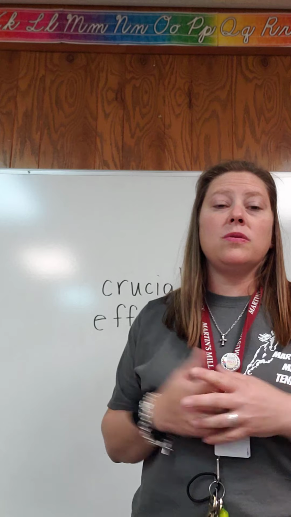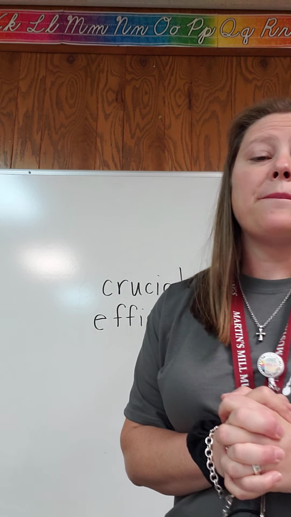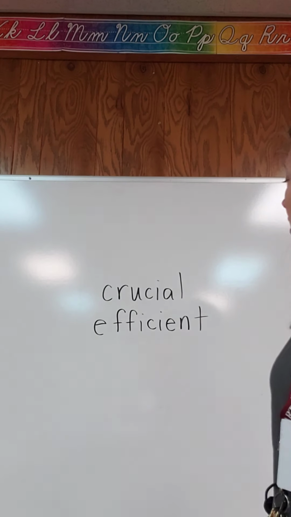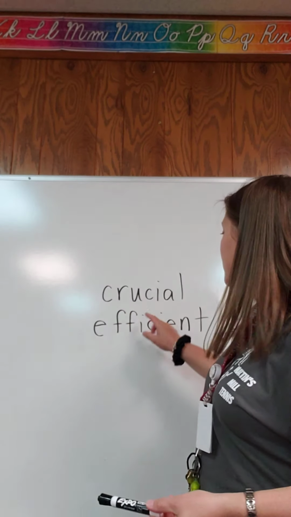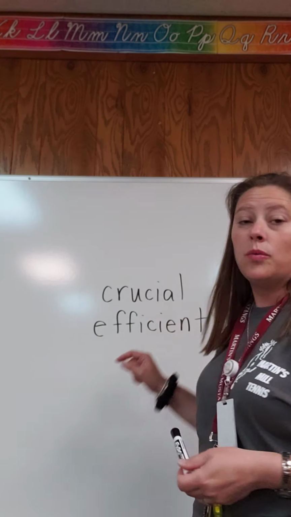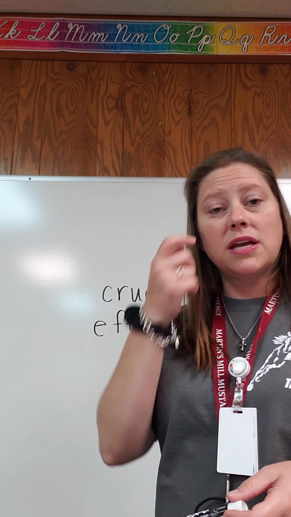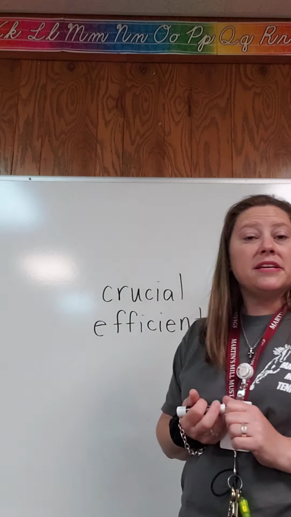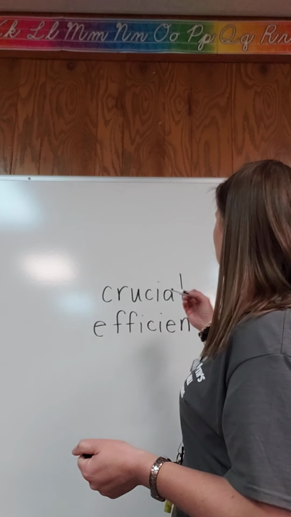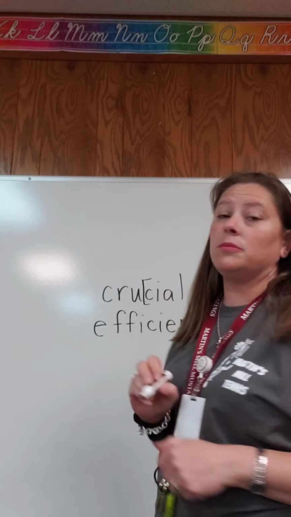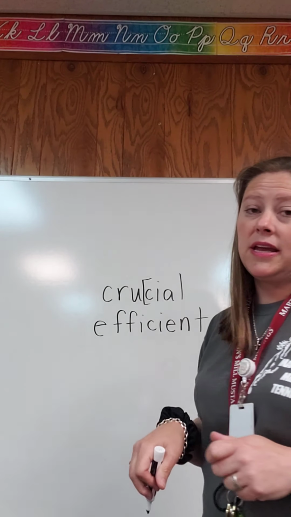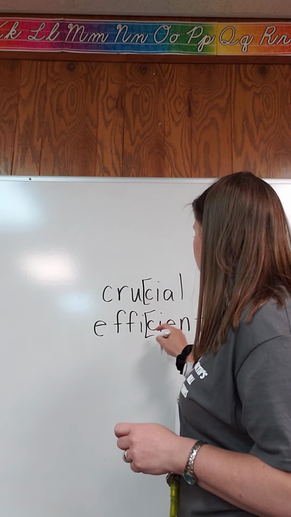Okay, so there's our two words, crucial, efficient. Now think about what you hear. Think about the different sounds. By now you should have identified the fact that both of these words do contain CI. And so we just discussed the fact that those two together often make the sh sound in words. So these particular words, crucial contains final stable syllable CIAL, and efficient contains final stable syllable CIENT.